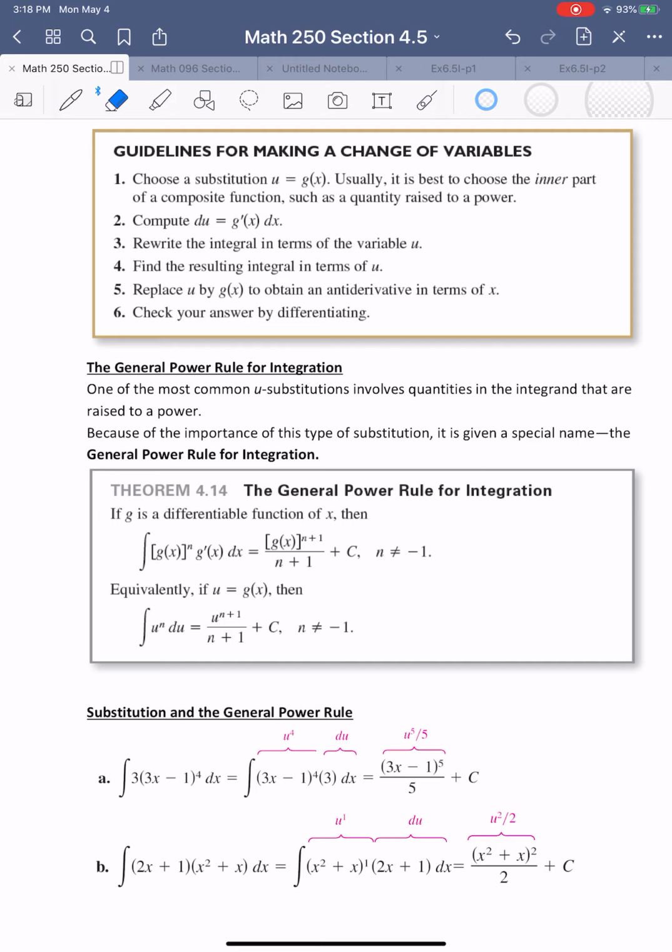And number 4, find the resulting integral in terms of u. Number 5, replace u by g of x to obtain the antiderivative in terms of x, and check your answer by differentiating.